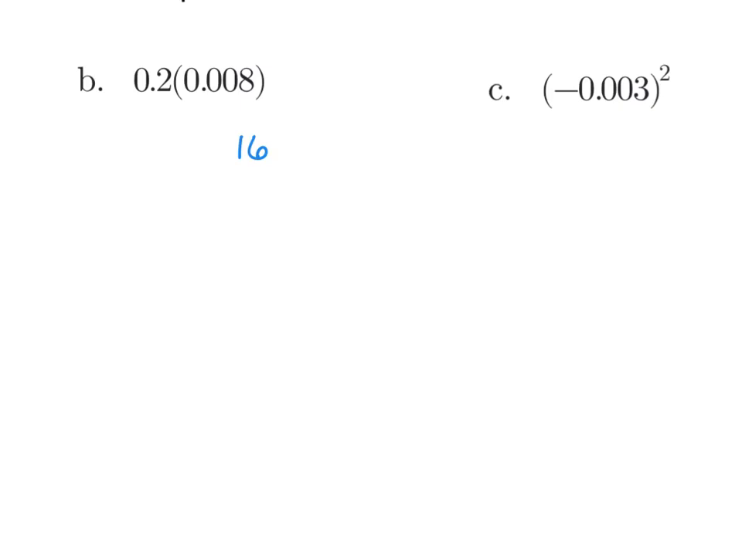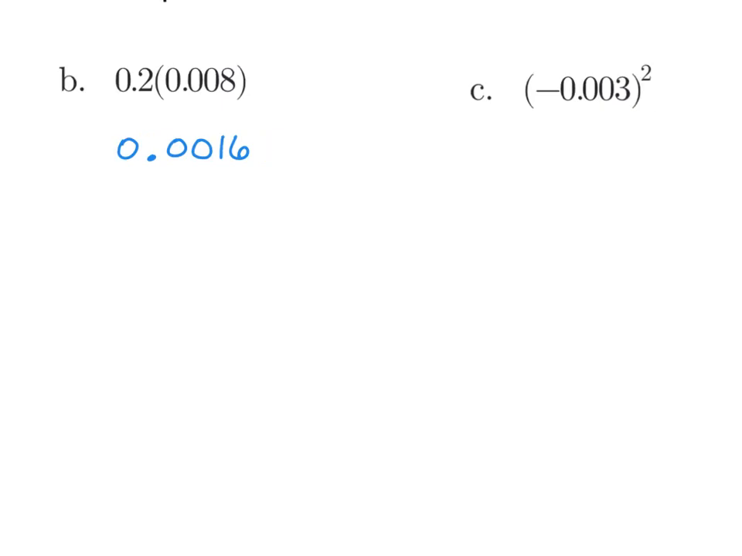Right now I have a 2-digit number, so I need 2 more decimal places. I'm going to add in 2 zeros between my decimal point and my number. So we end up with 0.0016. And we're done.